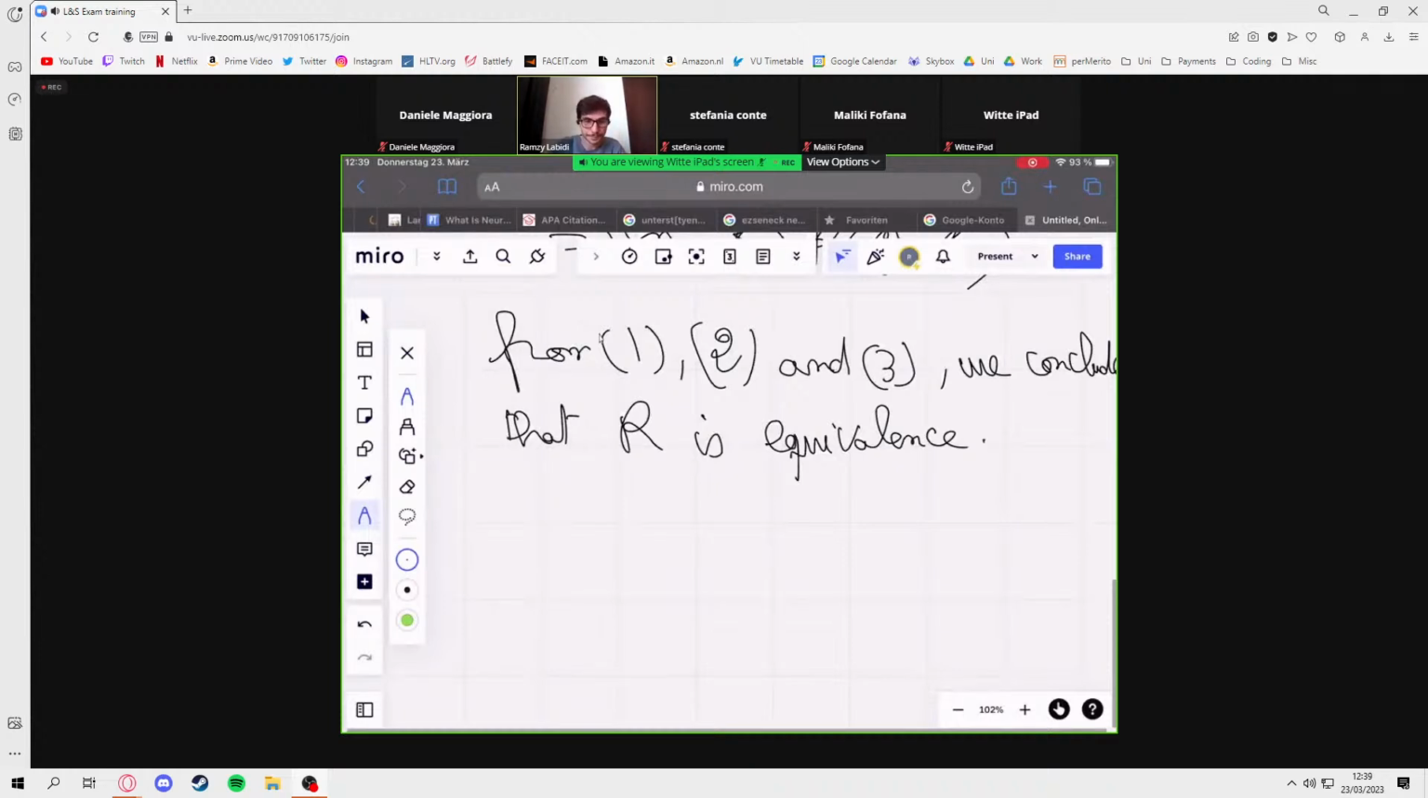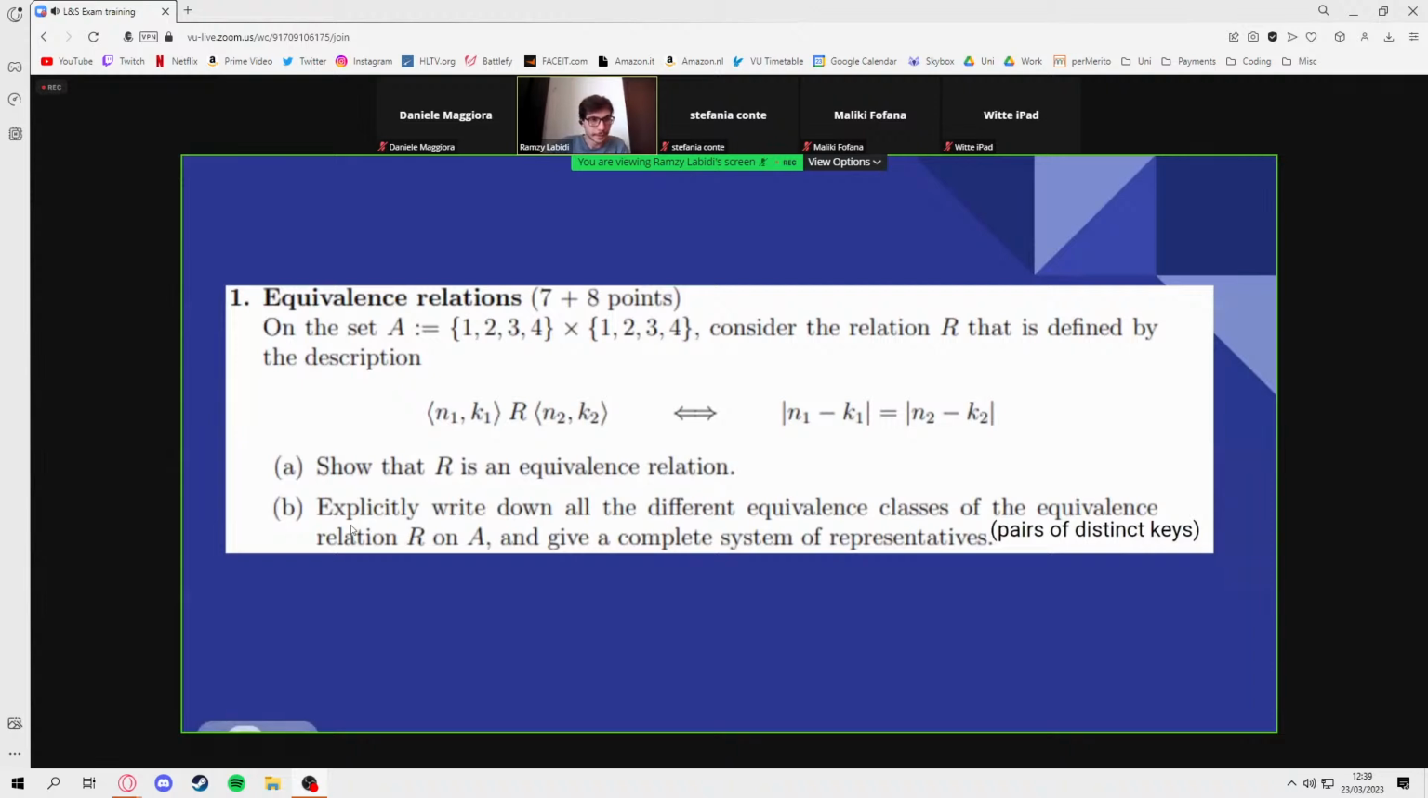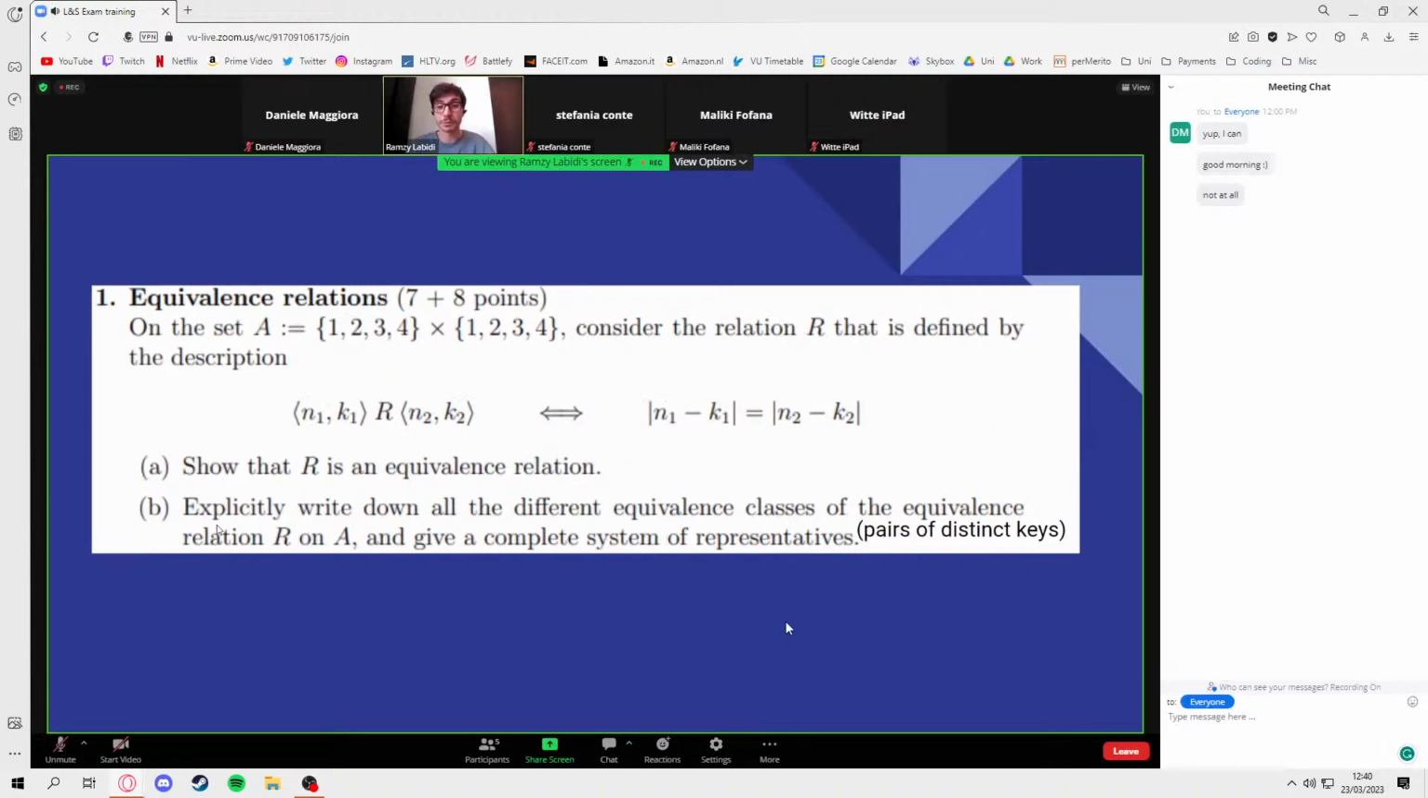Next question. Basically B was asking us to explicitly write down all the different equivalence classes, and give a complete system of representatives. Earlier I said it's very complicated when you read the description in the slides, but you have to think of it this way. A system of representatives is a system that includes pairs of distinct keys. That's all it is. What are keys? Possible combinations. Let's take a look at what I mean.